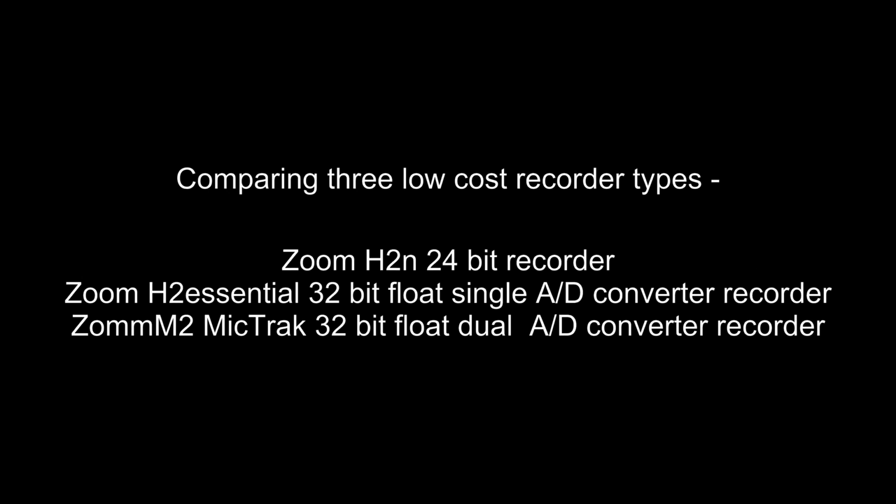Following my recent discovery that not all 32-bit float recorders actually use dual analog to digital converters to create 32-bit files, I wanted to explore what the real-world result would be of using a 24-bit recorder, a 32-bit float single ADC version of the same recorder, and a low-cost dual ADC recorder.